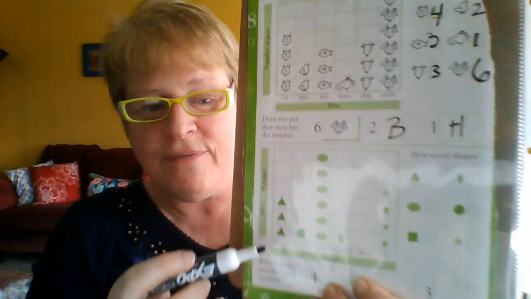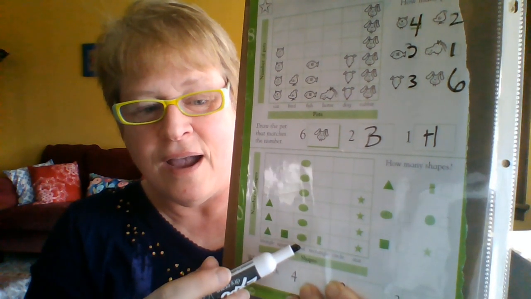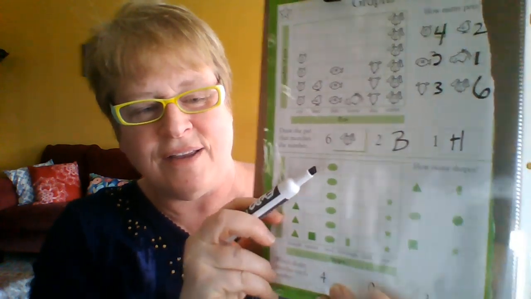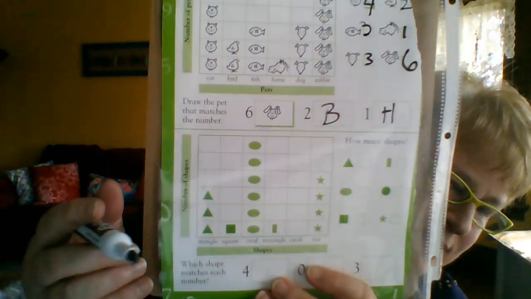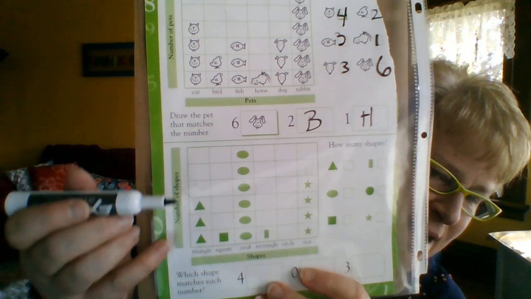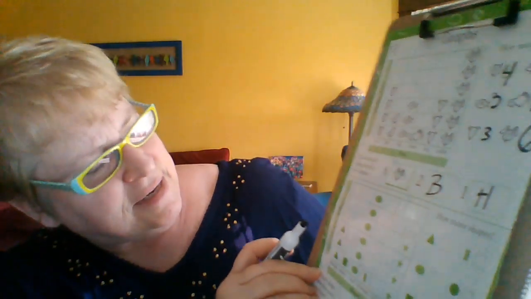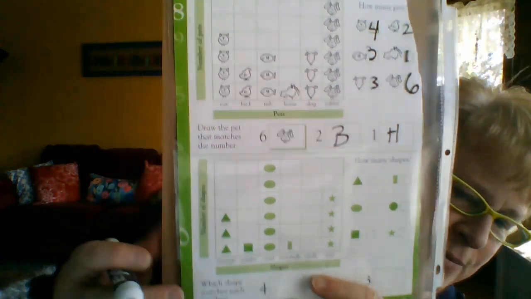All right. We've got our triangle, our square, our oval, a rectangle, a star here, and then they have a spot for a circle. But I don't see any circles in that, do you? So let's take a look and see. They want us to decide again, all right, these are your shapes, and we just named them, and it says the number of shapes. How many shapes do we have?